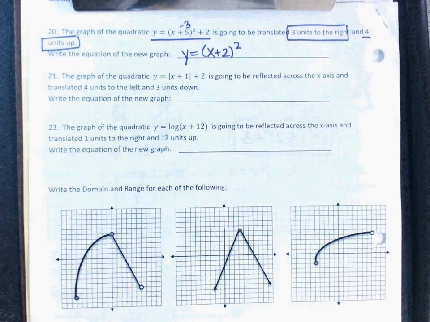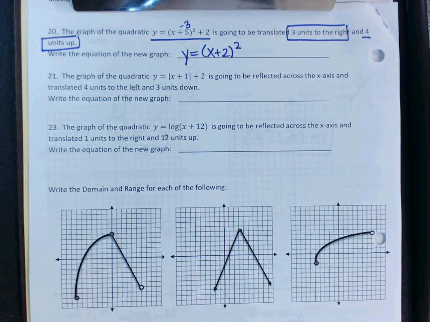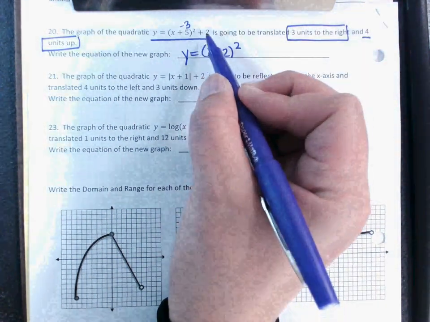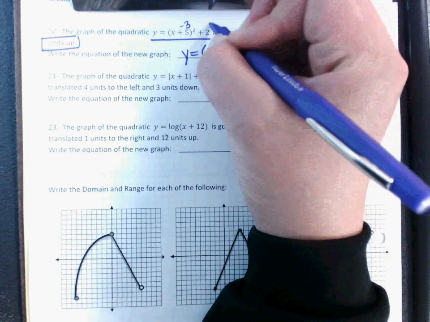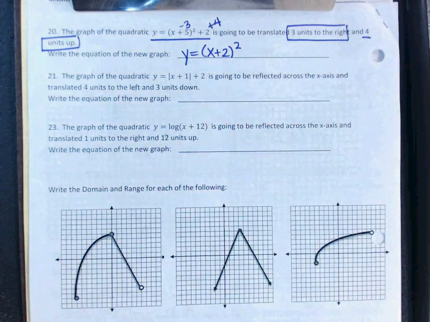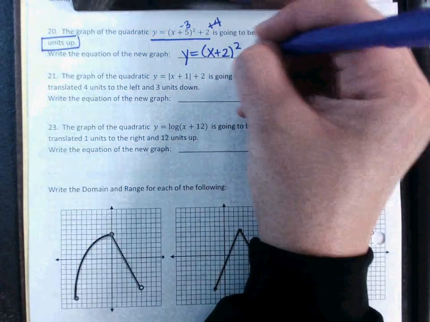Okay, now let's talk about the 4 units up. What number does that change? The number at the back, which is a 2. And do I add 4 or subtract 4? Add 4. 2 plus 4, what do we get there? 6. Good.